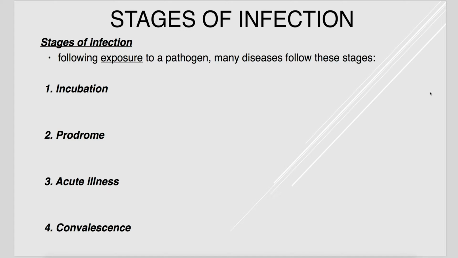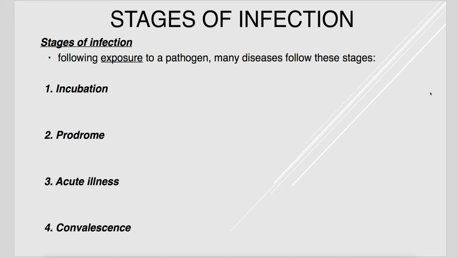Prodrome, this is where you have mild symptoms. They're not specific for anything. So, I always give the example of the common cold. You'll get like a sore throat. Prodrome is not present in every disease, but in some diseases it certainly is. Acute illness, this is when you have the most severe symptoms. And then convalescence, this is when you are starting to recover. This is when you're starting to return to a pre-disease state.